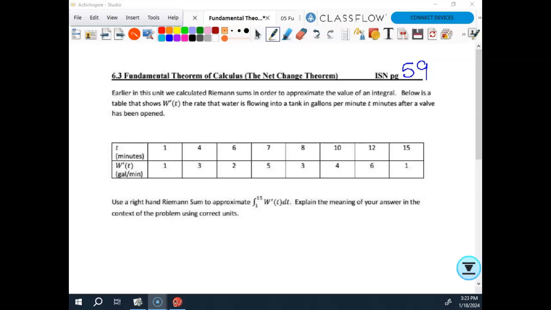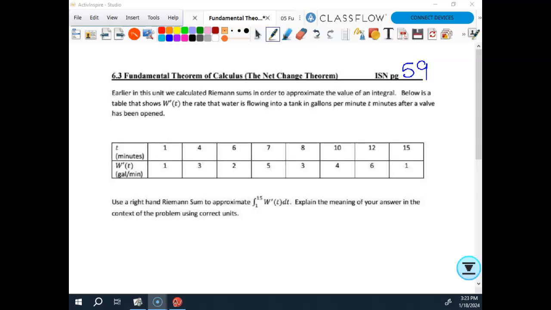Alrighty, so this should be going on ISN page 59. This is the fundamental theorem of calculus. It might be helpful if you had your notes out from when we did Riemann sums so that we know how to explain the meaning of our answer. So get that handy. If you're actually putting stuff in your ISN, it should be pretty easy to find.